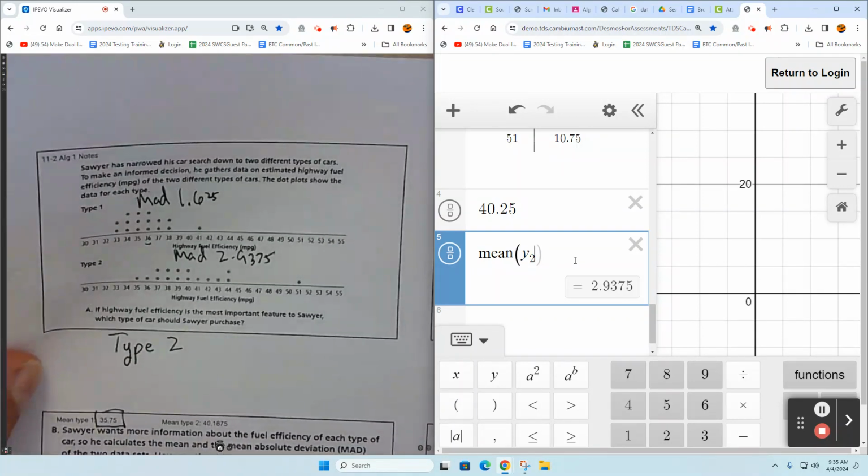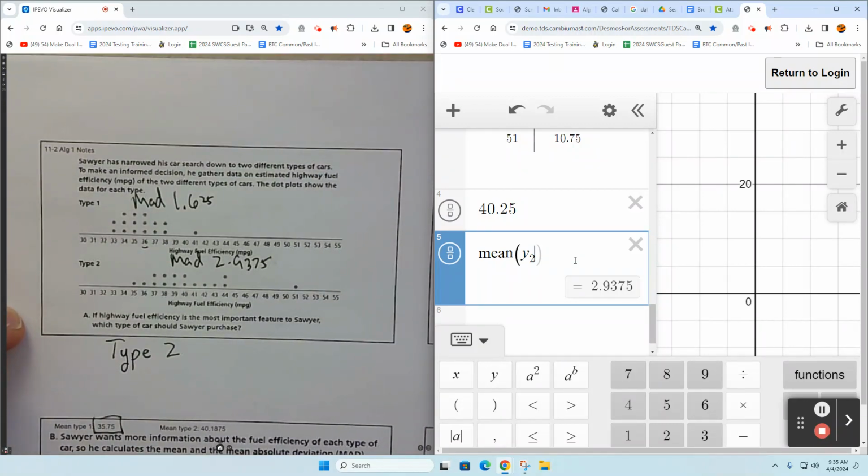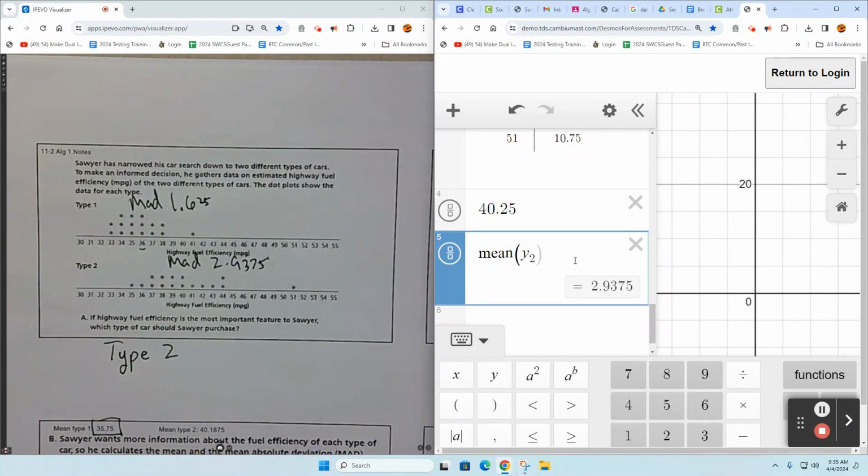So the MAD is the average, then the distance from the average, and then the average. Okay, that's how you find the MAD. Most questions you're going to get asked are, if the MAD is this, what does it mean? If the MAD is like 15, what does that mean? If the MAD is like 1, what does that mean?